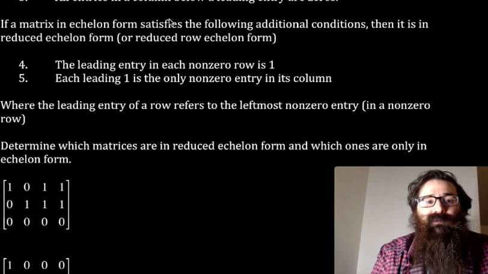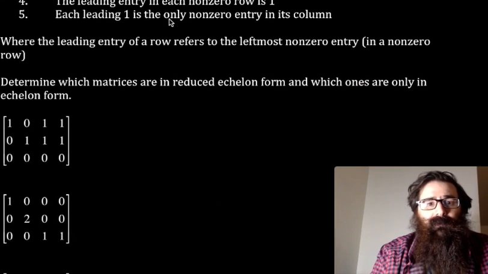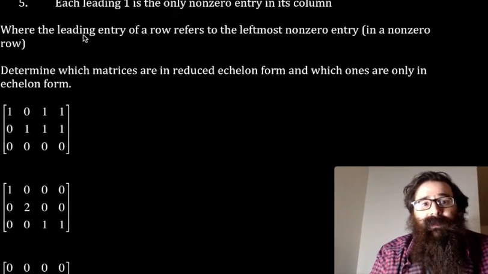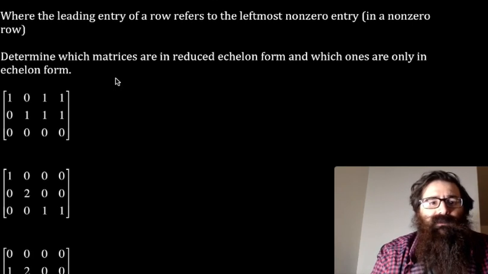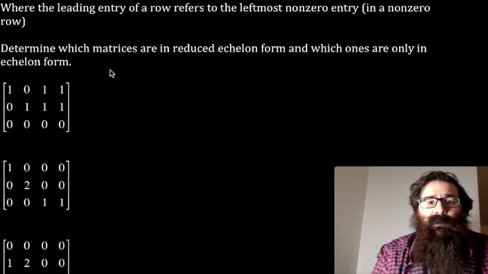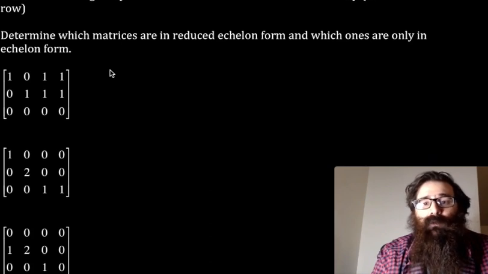Okay, so let's go ahead and try to see if we can apply this. All right, so here, and again, we're talking about leading entries, meaning the leading entry of a row refers to the leftmost non-zero entry in a non-zero row. And I'll talk a bit about how I like to determine that. So we want to figure out which of these matrices are in reduced echelon form and which ones are only in echelon form without that full reduction.